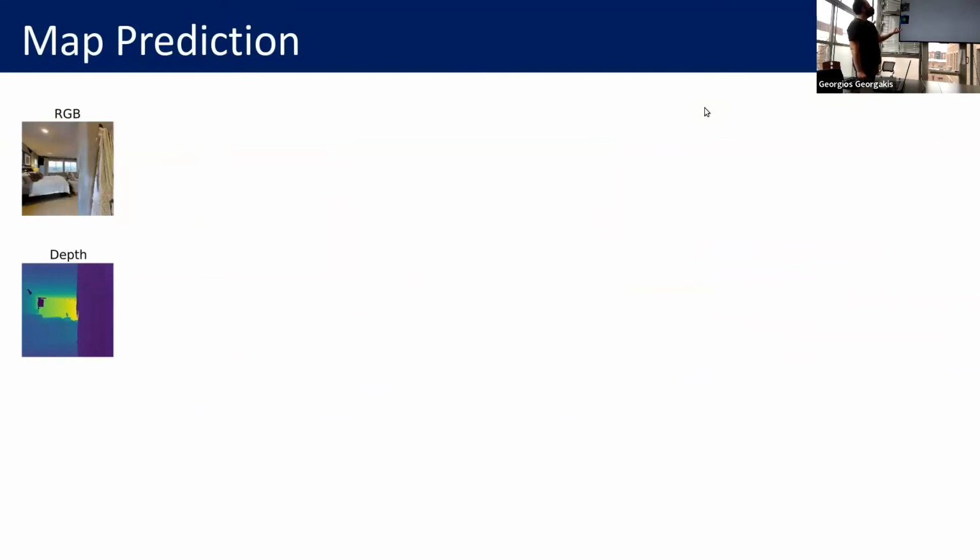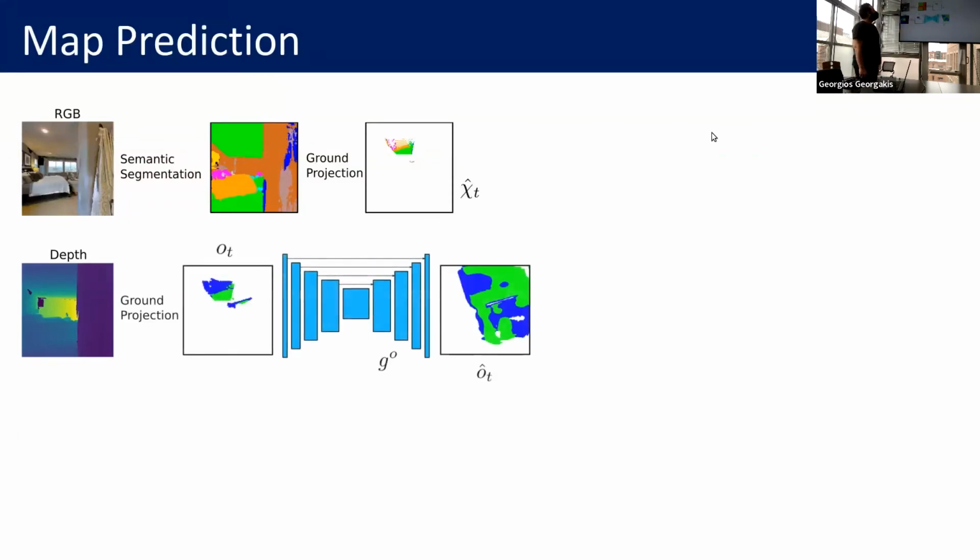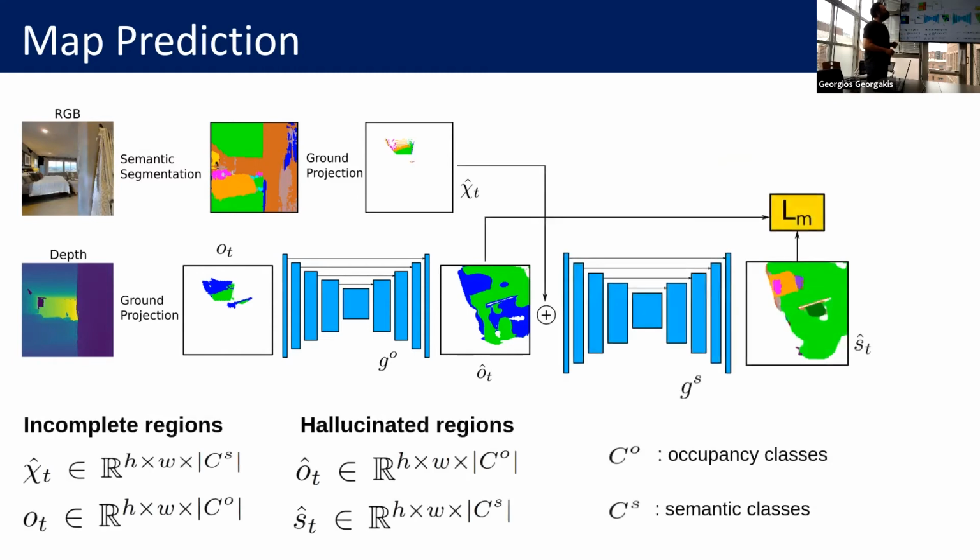And so we've actually designed the system, and this is part of our previous work with Bernadette and Carl, where we are doing this map prediction over unobserved areas. Given an RGB-D observation, first we were predicting the semantic segmentation of that RGB observation. We were ground projecting that. And then we were also ground projecting the depth, and then predicting the unobserved occupancy around the agent. Then we combine the two and in the final section to the right, we predict the unobserved semantics of the scene.